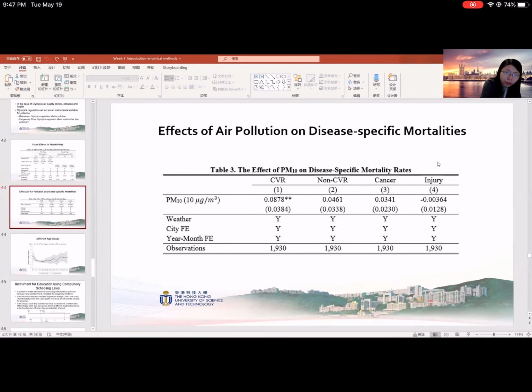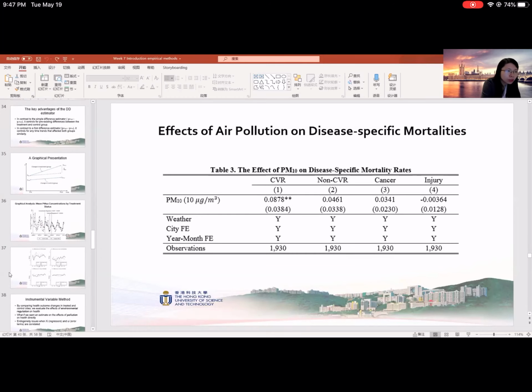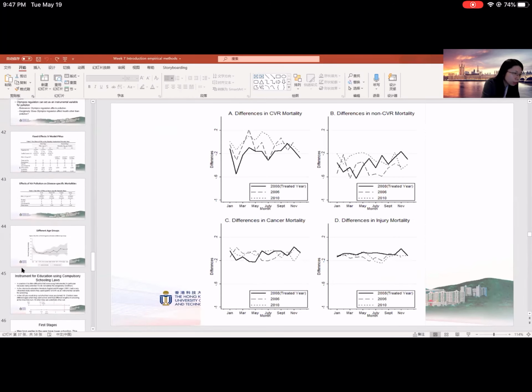They can also look at the effects over different types of mortality rates, and it's obvious that the effects are concentrated on CVR. When you don't see stars, it means the results are not statistically significant, so you can read them as zeros in the statistical sense. In plain English, you can say that the effects of PM10 on non-CVR mortality rates are close to 0 or negligible. So this table is just a representation of this figure in numbers.